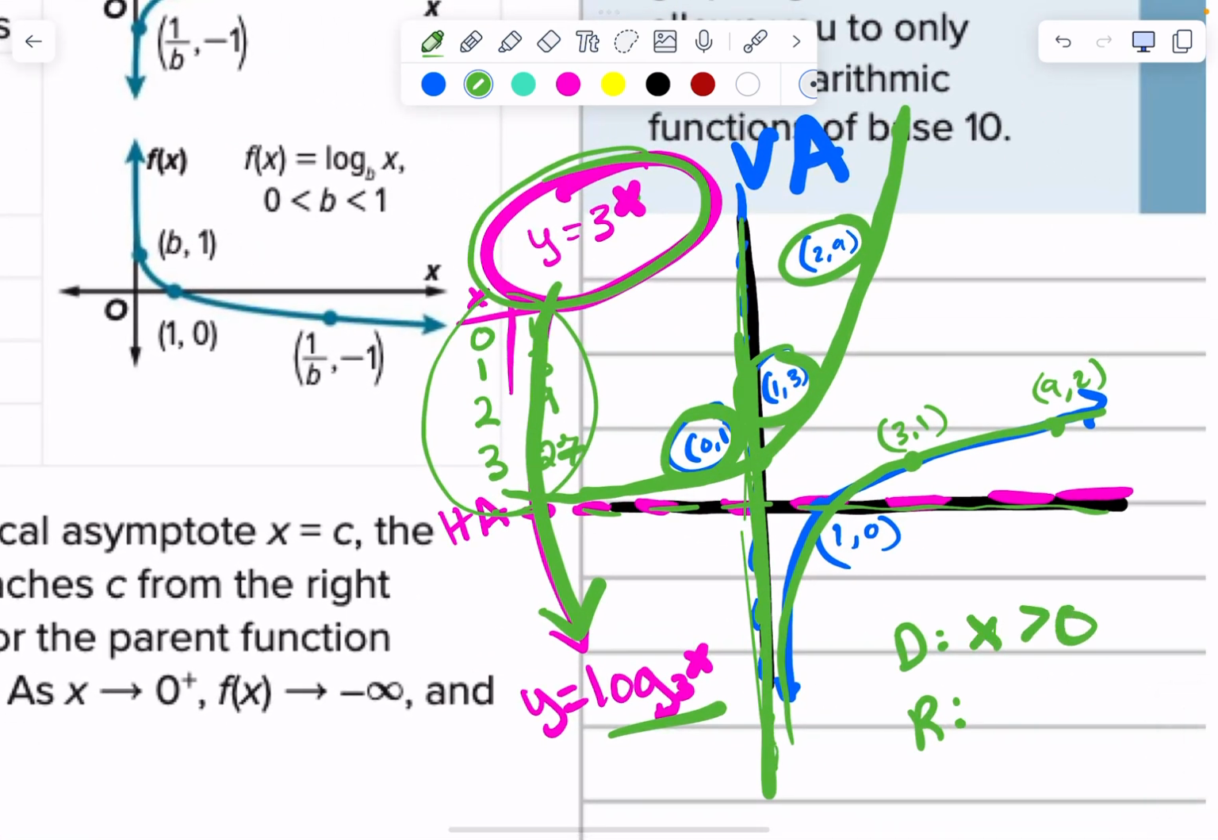Okay, what about range, up and down? All reals. He'll be all reals. So notice that he's like the opposite of an exponential function. Usually domain is all reals and range is y is greater than 0. Now they're opposites.